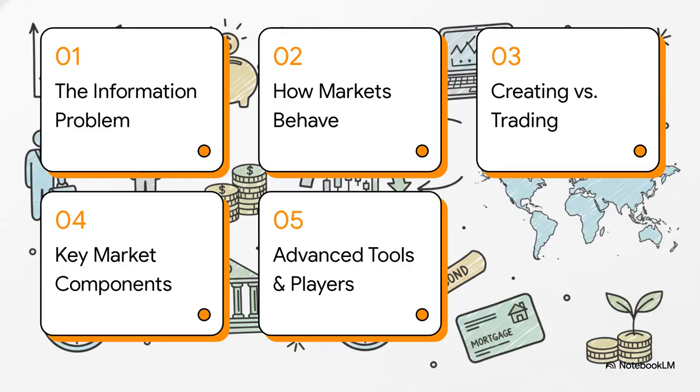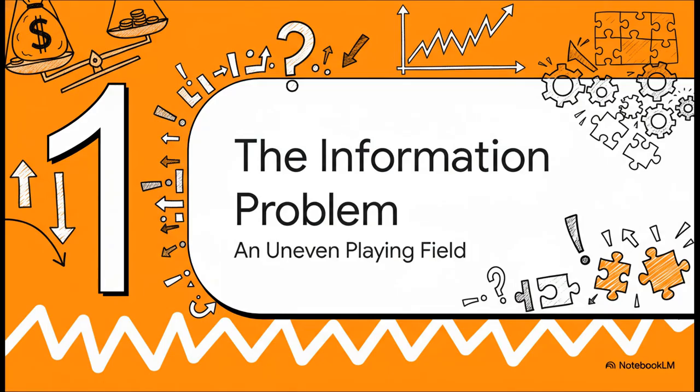All right, so here's our game plan. We're going to kick things off with the single biggest challenge that every market faces, what we call the information problem. After that, we'll dive into the theories that try to make some sense out of all the market chaos. Then, we'll clear up the difference between creating securities and trading them, meet the key players that make the whole system tick, and we'll finish up with a look at some of the sophisticated tools the pros use. So, first things first, the information problem.